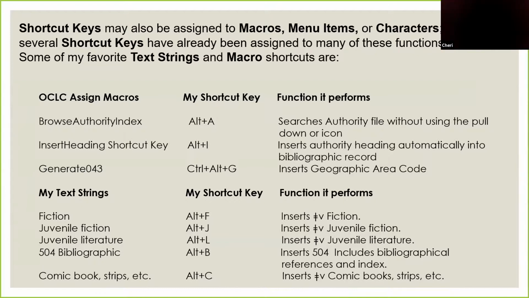The generate 043 control, I use Control plus Alt plus G. That inserts the geographic code into the bibliographic record according to the information present in the subject headings. I've assigned shortcut keys to fiction, juvenile literature, the 504, comic book strips, etc. The advantage of these is self-explanatory, and I use them because I have a terrible time spelling juvenile or fiction correctly. My fingers don't do the same thing my brain says.